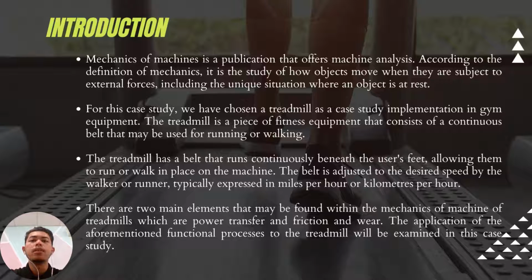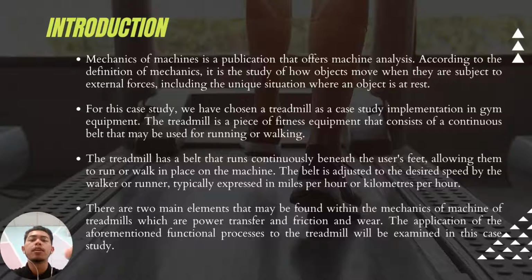For this case study, we have chosen a treadmill as a case study implementation in gym equipment. The treadmill is a piece of fitness equipment that consists of a continuous belt that may be used for running or walking. The treadmill has a belt that runs continuously beneath the user's feet, allowing them to run or walk in place on the machine. The belt is adjusted to the desired speed by the walker or runner, typically expressed in miles per hour or kilometers per hour.